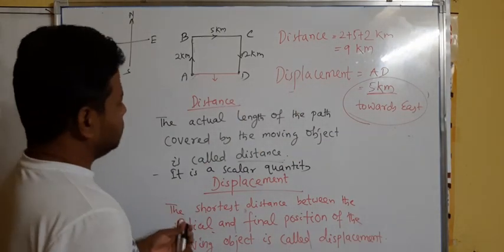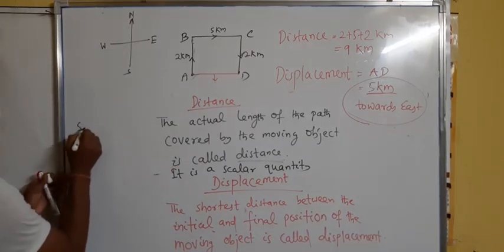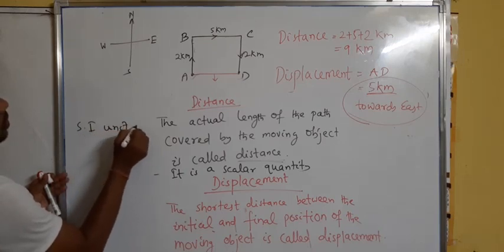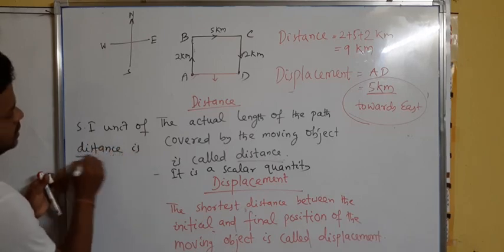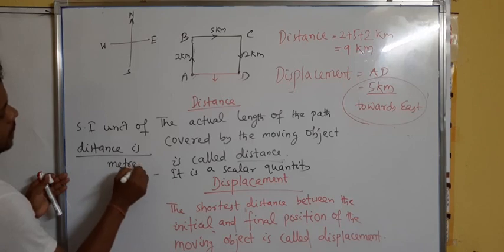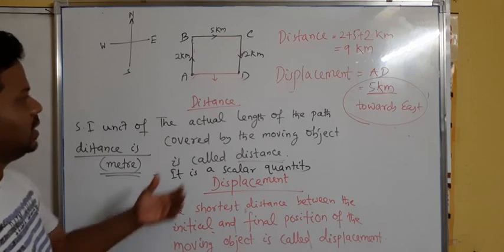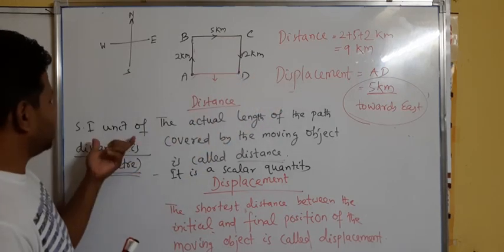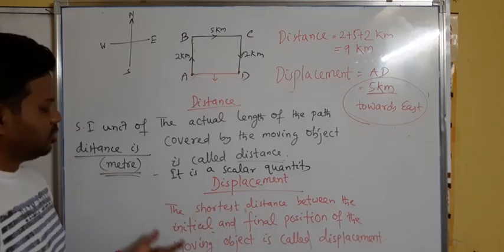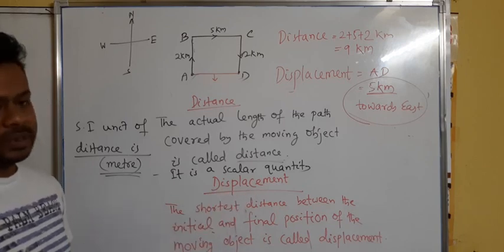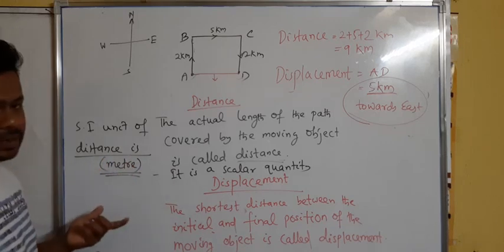Another difference, if you compare the SI unit, the standard unit of distance is meter. You know, for length we normally use meter, kilometer is the bigger unit, meter is the standard unit of distance. And whenever you are expressing displacement, meter will also be the standard unit of displacement. So the SI unit of distance and displacement both is meter.